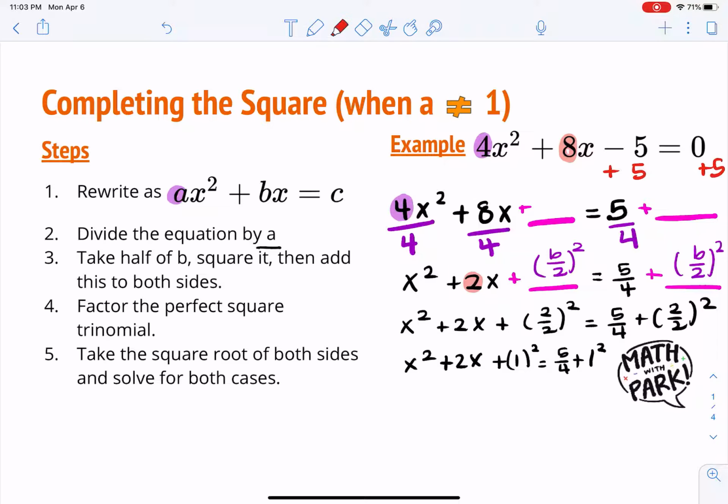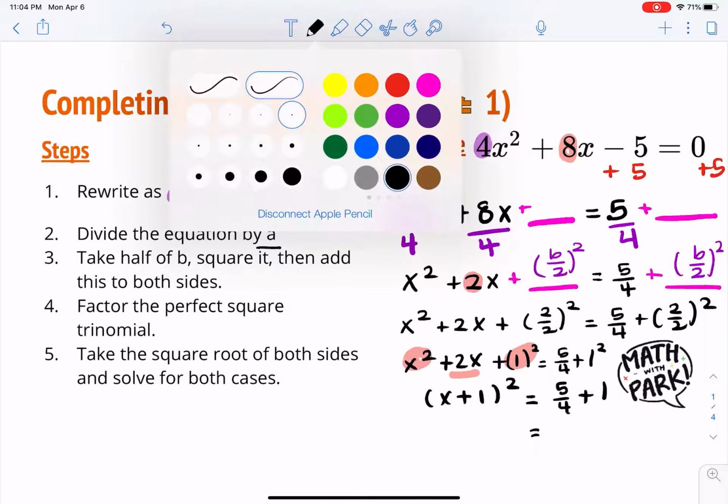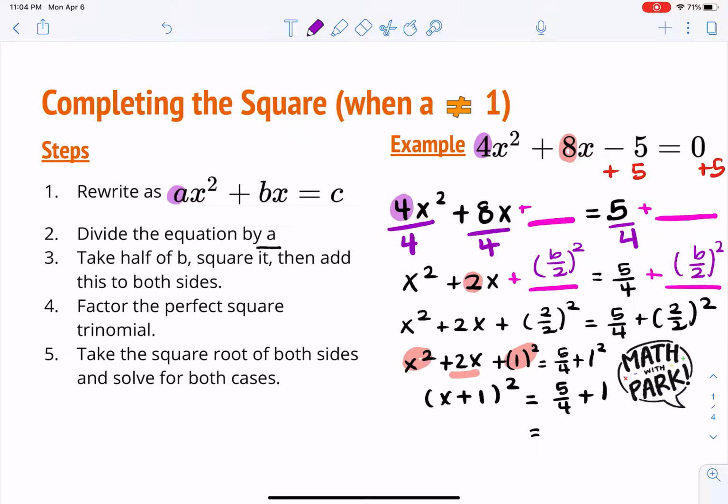Notice the left side we have a perfect square trinomial. So it will be x plus 1 squared when we factor it. And on the right side, we'll add 5 over 4 plus 1. Remember to make the denominator the same. So 1 is equal to 4 over 4. So it will be 9 over 4. And then x plus 1 squared.